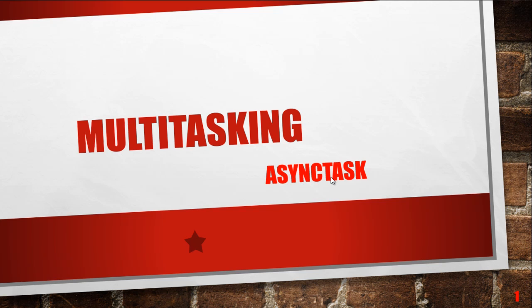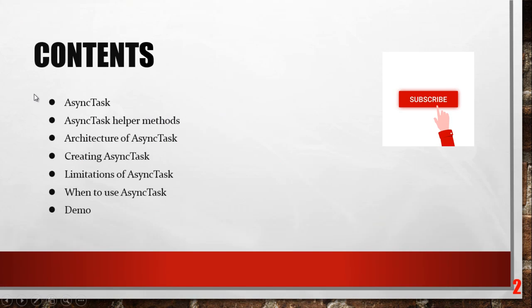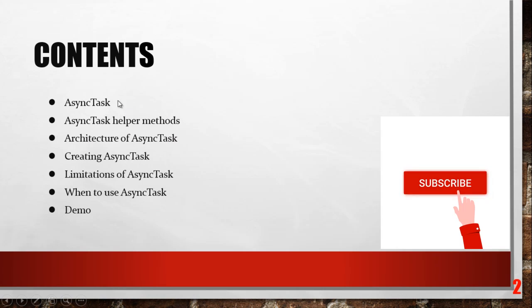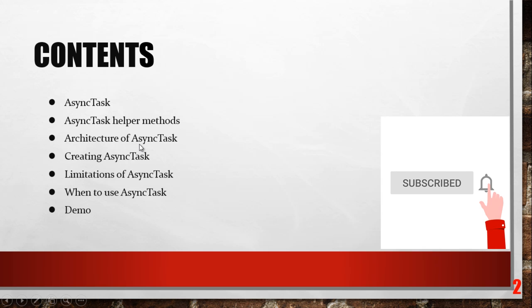AsyncTask is another way that you can execute tasks in the background, and it is a superior way of executing tasks in the background rather than using threads, handlers, and loopers. In this tutorial I'm going to dig further into AsyncTask, its properties, and its limitations. These are the topics that I'm going to talk about: what is AsyncTask, helper methods of the AsyncTask class, architecture of AsyncTask, how to create AsyncTask, and limitations and how to use AsyncTask.